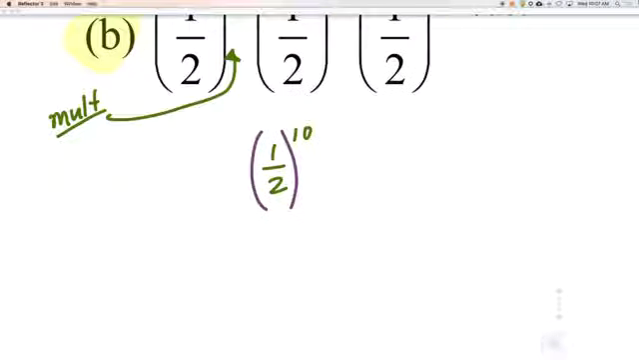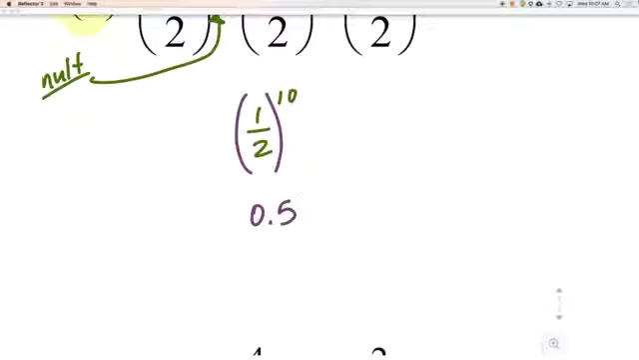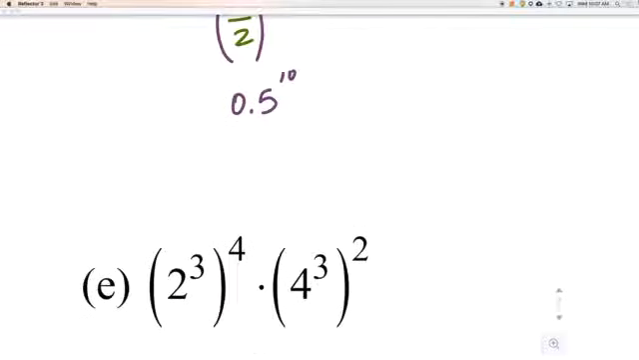Now, could you write it as 0.5 to the 10th power without parentheses? Sure, because 0.5 and 1/2 are what? The same. Now, could you just write it as .5 to the 10th? Yes. Do you need that 0 in front? No. I prefer to have it because otherwise the decimal looks like a stray dot. But when the 0 is in front, it's a very deliberate choice, okay?